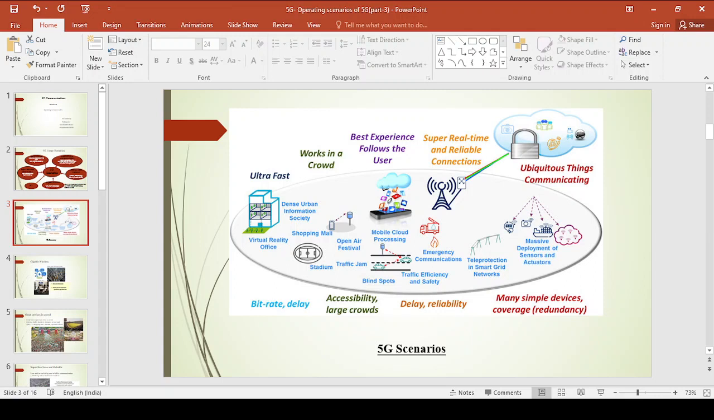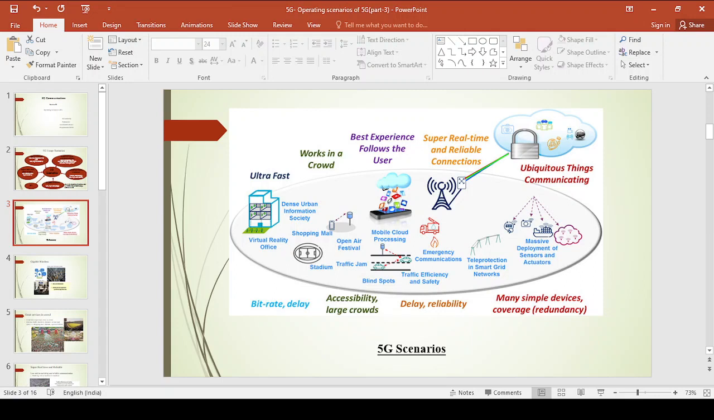It should support wide coverage, high reliability, fast results, high throughput, and improved spectral efficiency. Network efficiency should be improved, and connection density, that is, the number of connected devices, should be higher. Next is low latency, in order to provide tactile internet and machine type communication. It should be in a position to handle more traffic, and the cost per bit should be decreased.